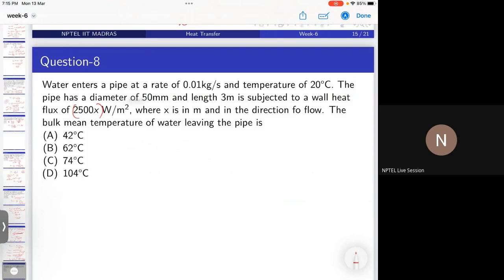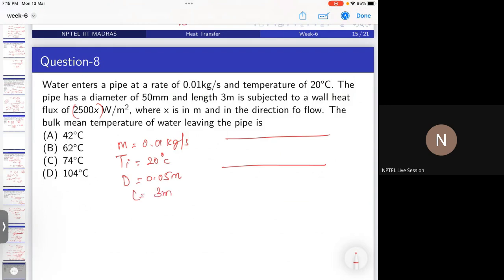So in this pipe, we have a pipe flow. With the mass flow rate given 0.01 kilogram per second, the inlet temperature is 20 degrees Celsius, the diameter of the pipe is 0.05 meter, and length is 3 meters. The heat flux is a function of x.